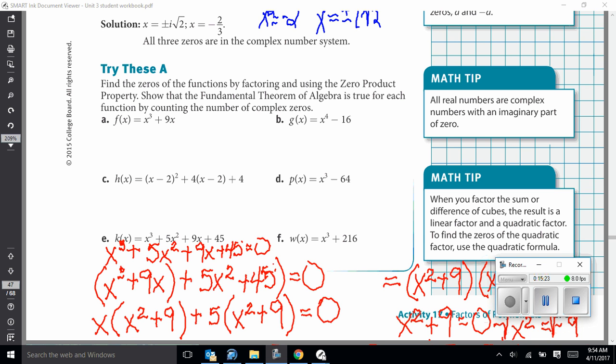Alright, so looking at B, we have g of x equals x to the fourth minus 16. So how does this work? Because on that one it says like a squared, a cubed. Okay, so this one doesn't, we're not gonna use that.